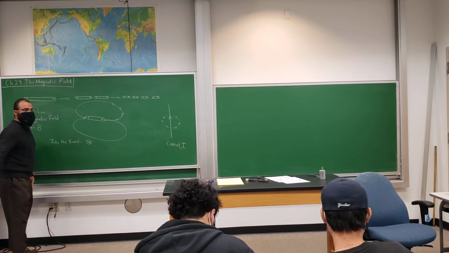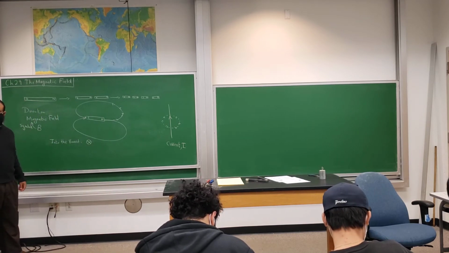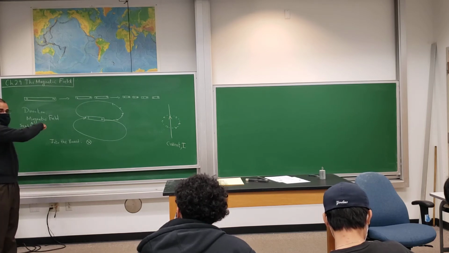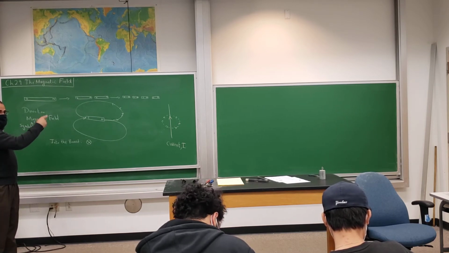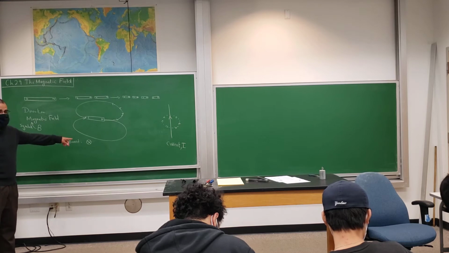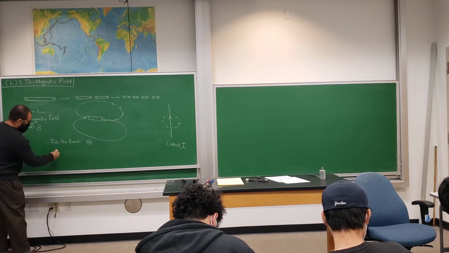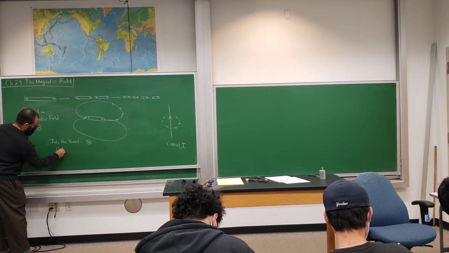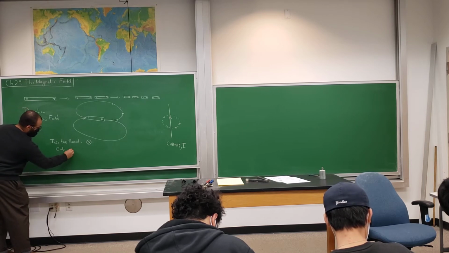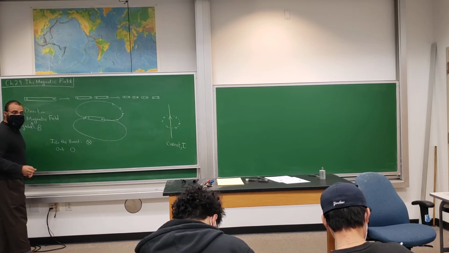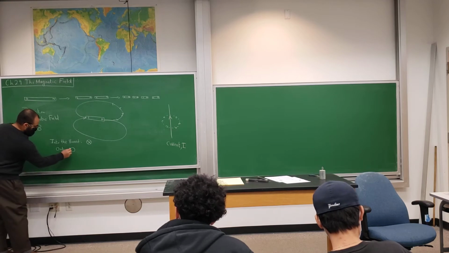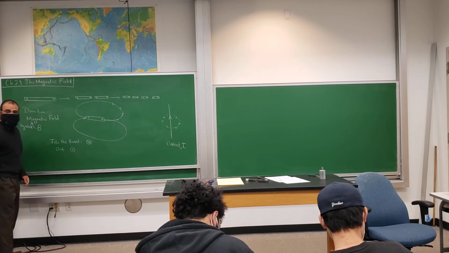So you can imagine if you shoot an arrow and the arrow is going away from you, you're looking at the back of the arrow and you're just looking at the X, right? If it's going out, or it's coming out, then if you look at the tip of the arrow, you see a little dot. So this is coming out.